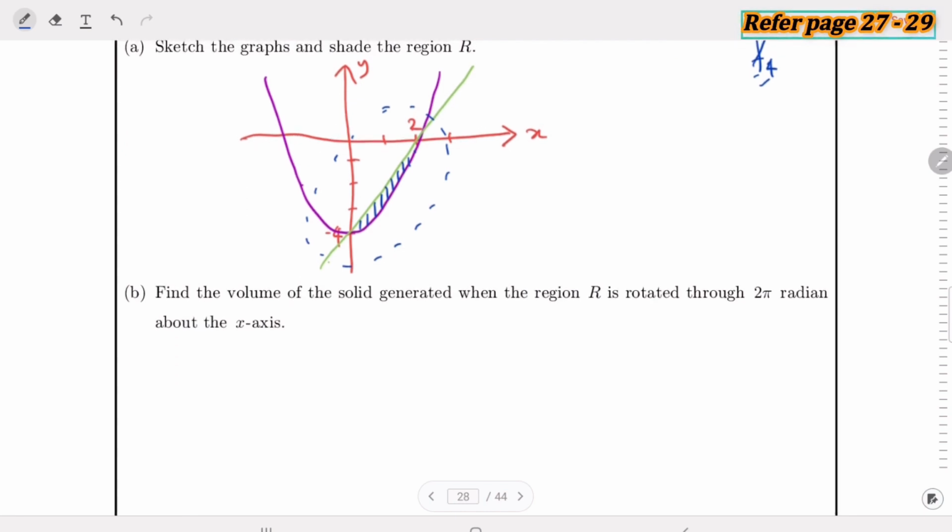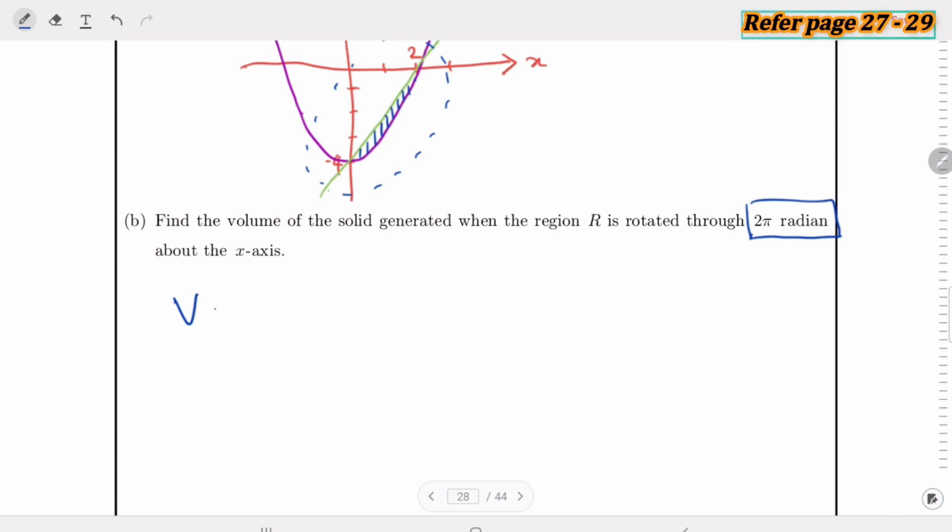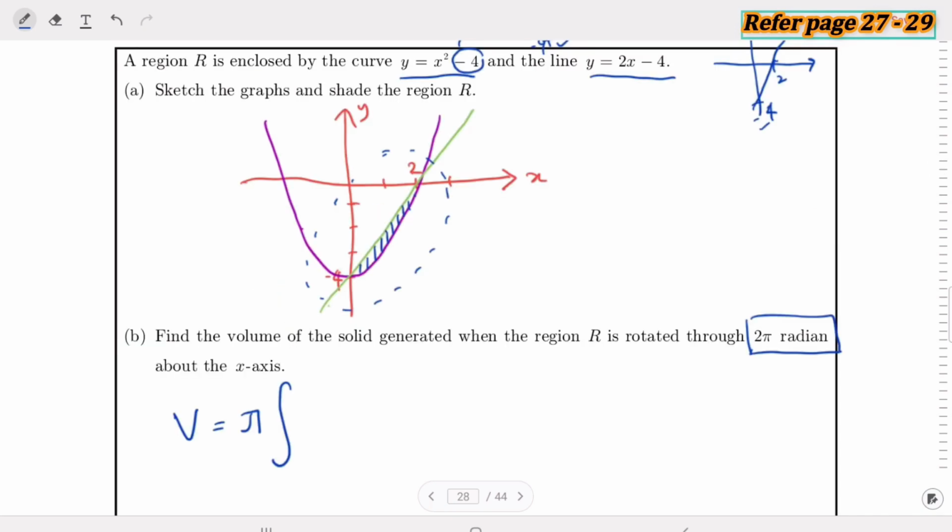Find the volume of the solid generated when the region R is rotated through 2 pi radian about the x-axis. What does it mean by 2 pi radian? 2 pi equals 360 degrees, so it means that this region is rotated 360 degrees about the x-axis. So the volume equals, don't forget your pi here, and then the integration sign, from the sketching at part A.